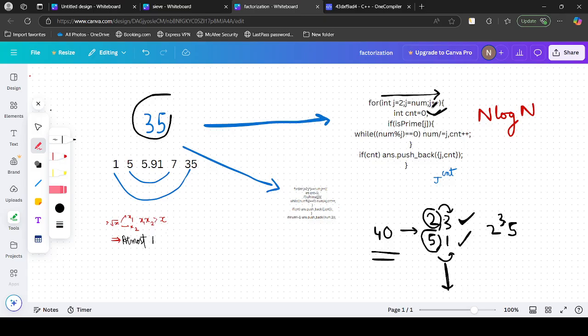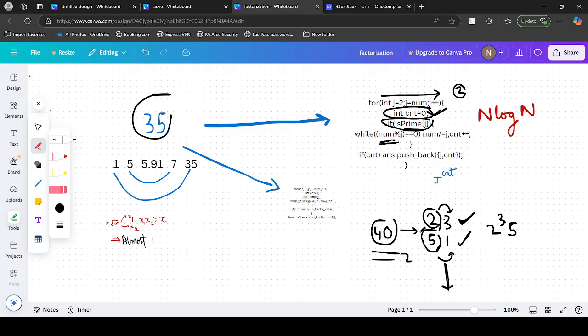For example, we can just initially assume the count as 0, and if the number is prime, because we want only prime factors, and we computed each prime using Sieve already before. So if the number is prime, we are finding whether it is divisible or not, and if it is divisible, we are counting the number of times it is divisible. For example, initially we are starting the loop from 2. So coming to this, initially is 40 divisible by 2?